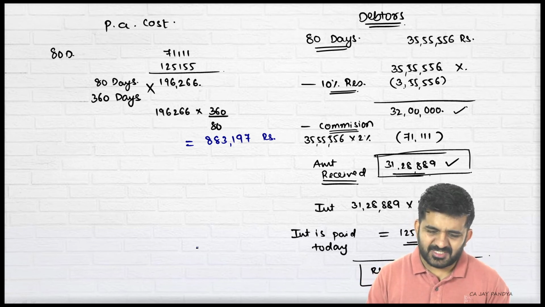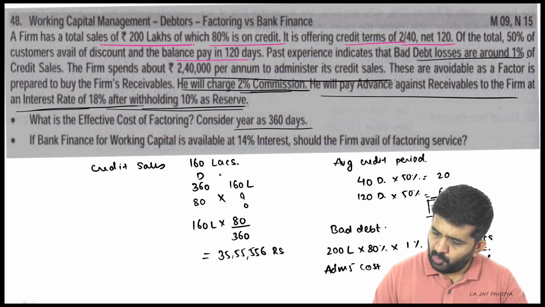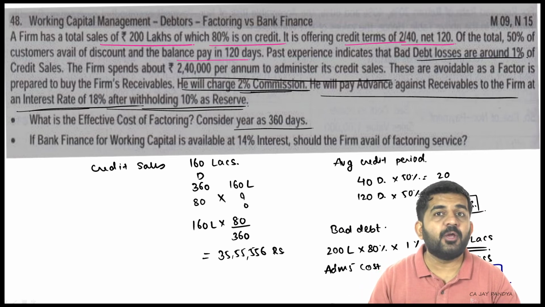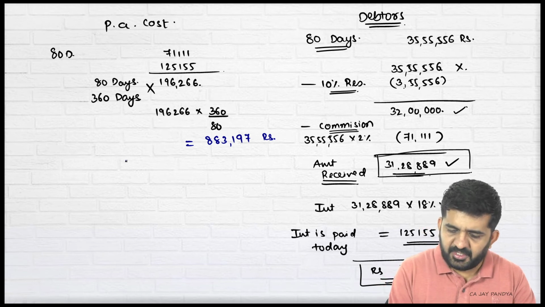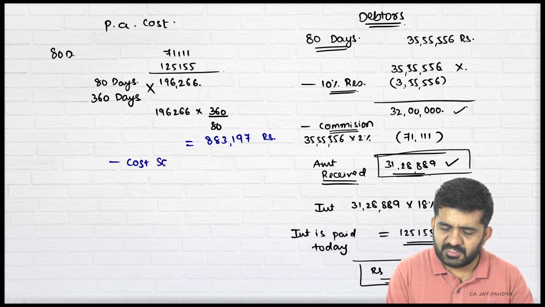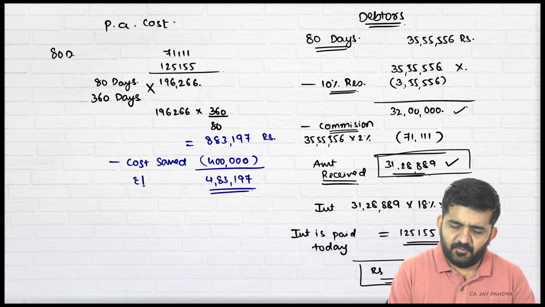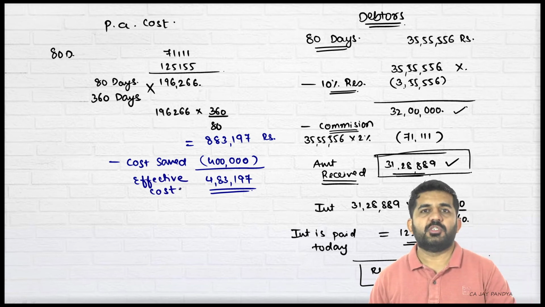Now, what is the cost that I'm saving? Cost saved is 4 lakhs. Because this 4 lakhs now I would not have to incur. For finding out the effective cost of factoring, this I will be reducing. Is it a per annum figure? Yes. Minus cost saved is 4 lakh. This 4,83,197 will be termed as the effective cost. Is it all right?